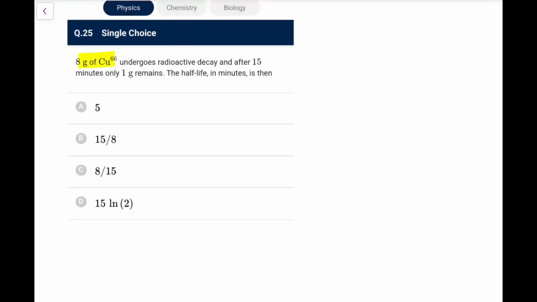8 gram of copper-66 undergoes radioactive decay, and after 15 minutes only 1 gram remains. 8 to 1, that is 1/8. What is 1/8? 1/8 means 3 t half. So 3 t half is 15 minutes. So the half-life, that's an easy one for you, that is 5 minutes. Nothing much to do in this question.